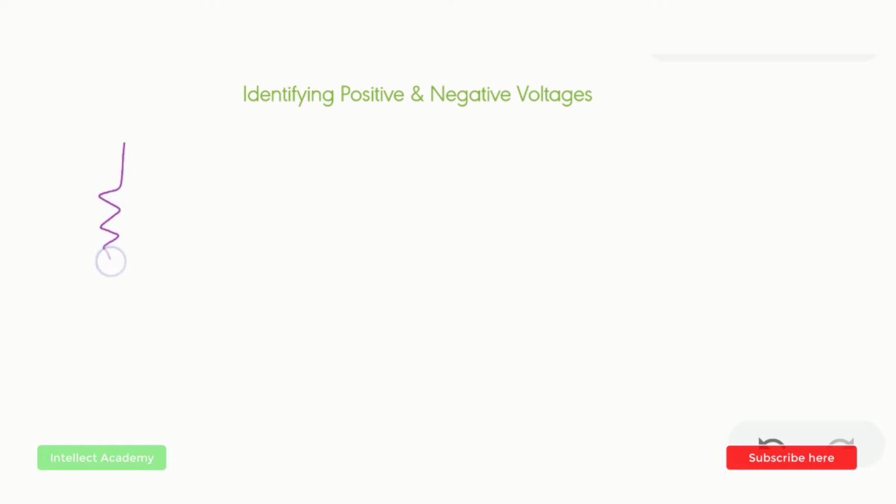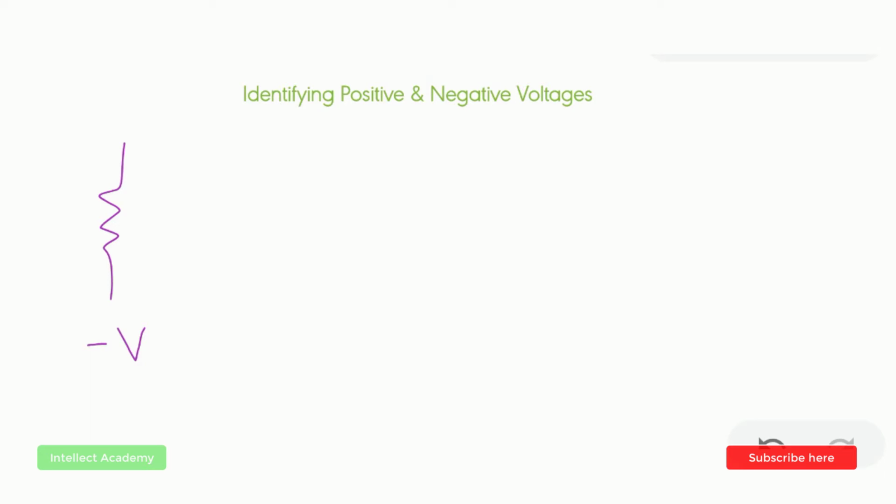In order to understand and apply KVL, we need to understand the concept behind assigning signs to the voltages. Over here I've got a resistor, and whenever a resistor appears in a circuit, we're going to mark its voltage as a negative voltage, because when charges pass through that resistor, they dissipate their energy and therefore lose potential, so we mark it as a negative voltage.